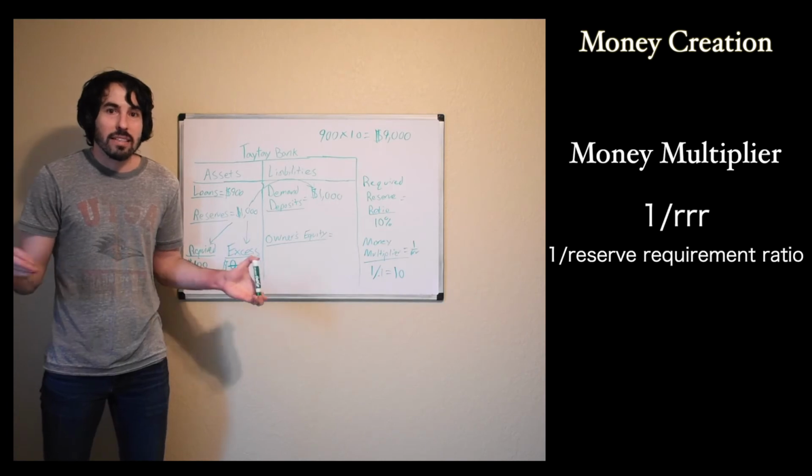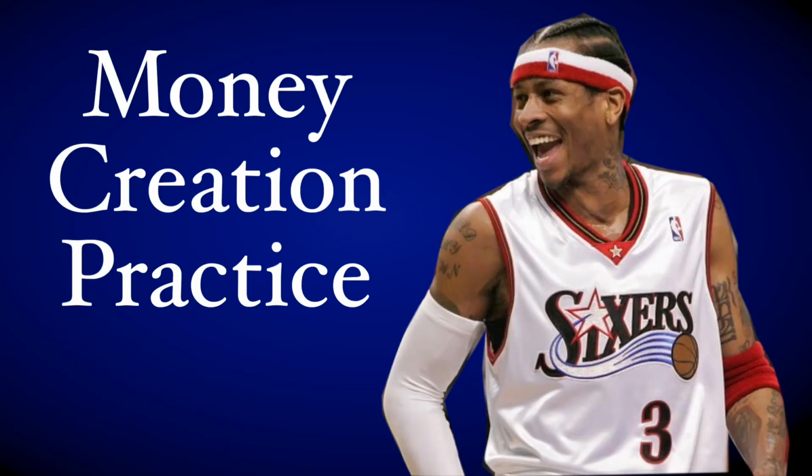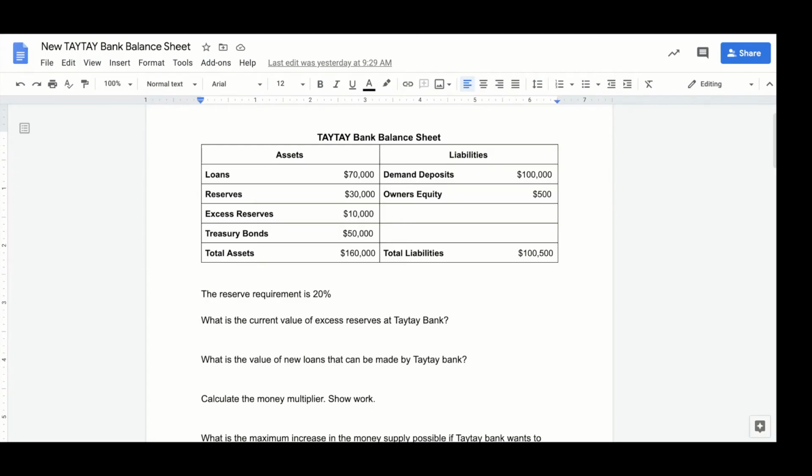Let's try a little bit of practice now real quick. Okay, so we're going to do an example real quick. This is another version of Tay Bank. Here, first thing we always need to look at, 2 things. First, we look at demand deposits. What's in our checking accounts? Right now, we have $100,000 in demand deposits.